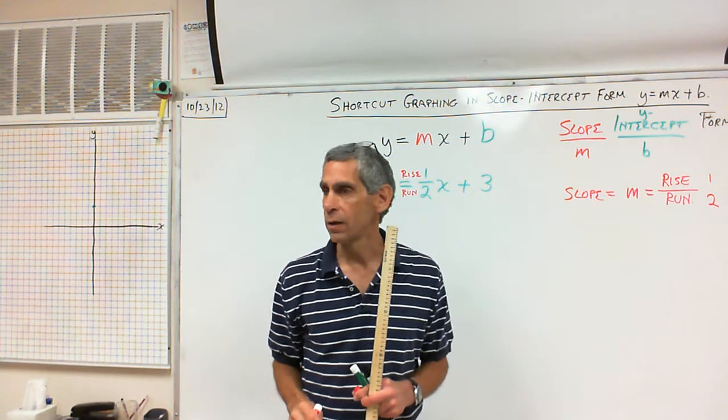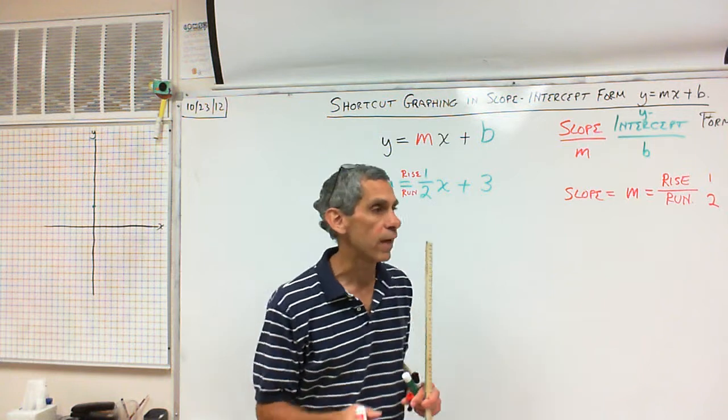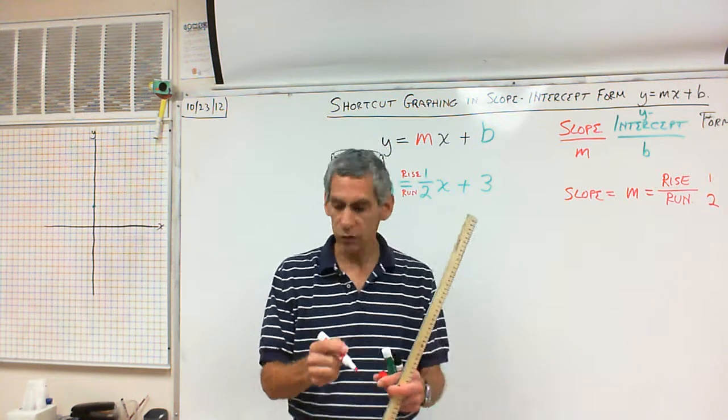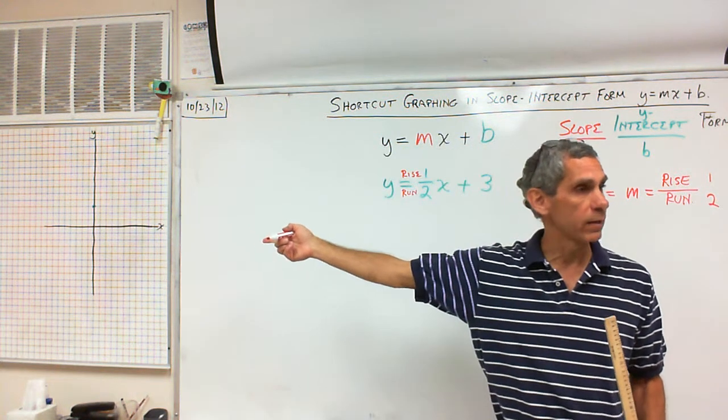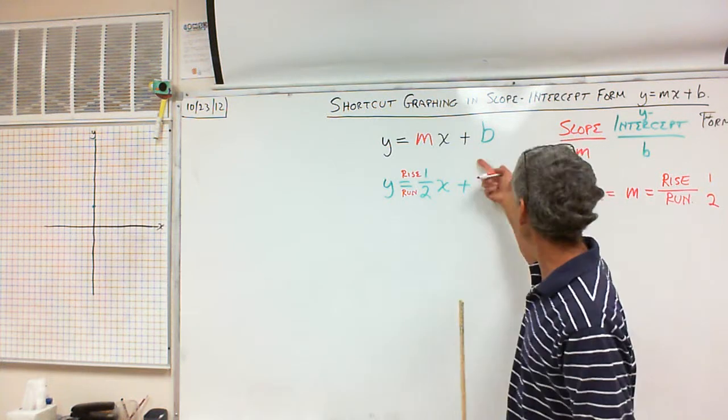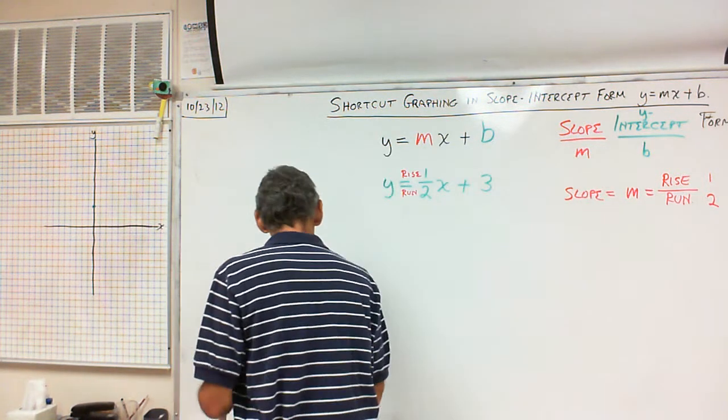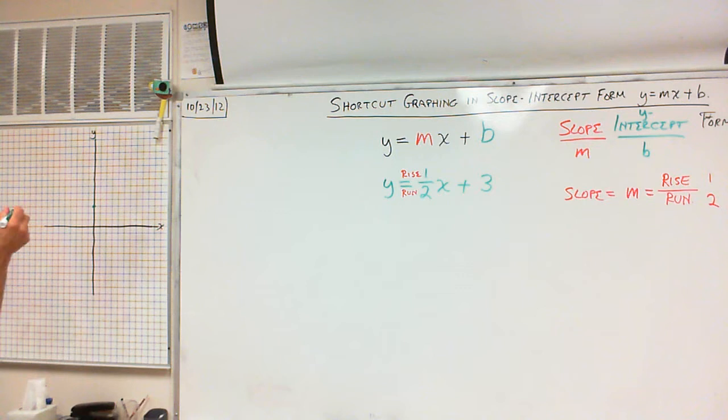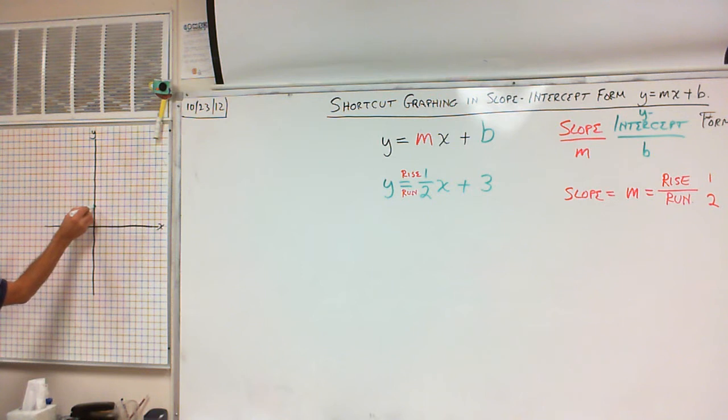Now, from where? Not 0, but 3. From your y-intercept, +3. I start from my point that I just graphed. I use my green marker, and I rise 1. So from that green point, I rise 1. I'm not going to put a dot there because it says I also have to run 2. So I run 1, 2. Now I'm going to put a dot.